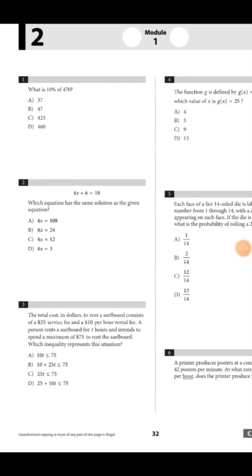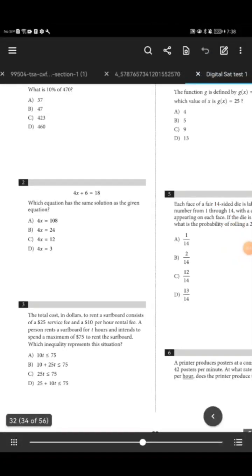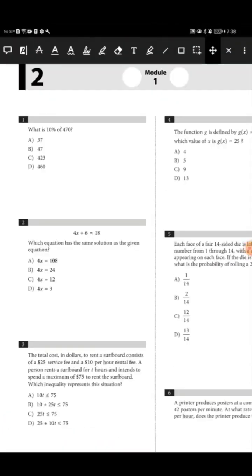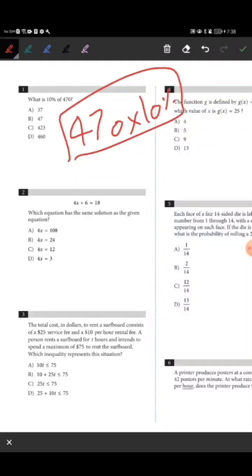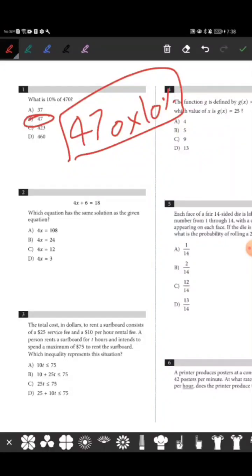What is 10% of 470? To solve this question, you can use the calculator and multiply 470 by 10%. That's going to get you the percentage, which is 47.